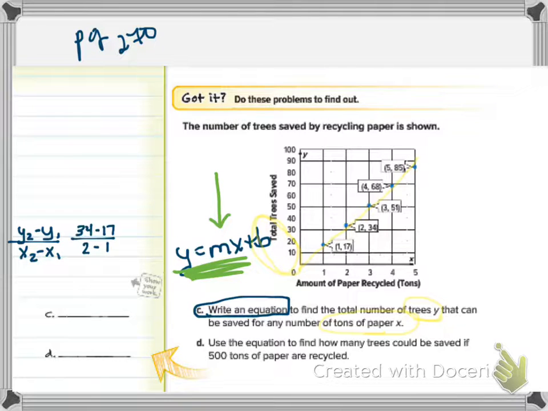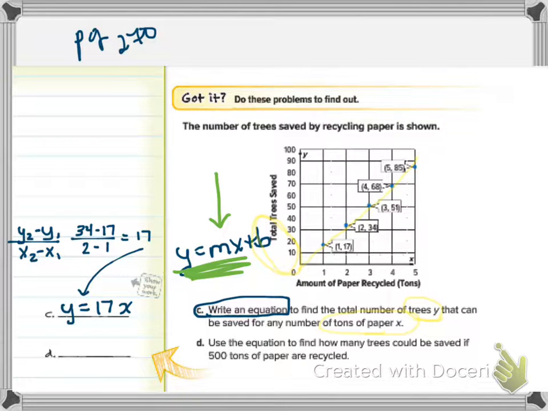Now I chose the first 2 points, so I'm doing y minus y, 34 minus 17, over x minus x, which is 2 minus 1. And that gives me a slope of 17 over 1, or 17. So you should plug that in and hopefully get your equation of y is equal to 17x.